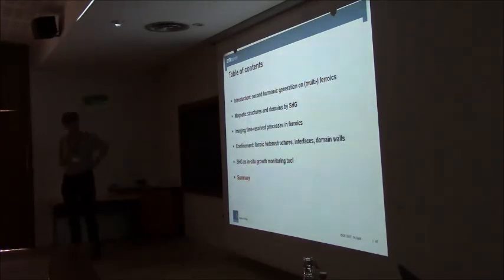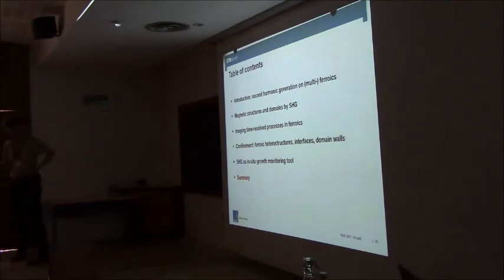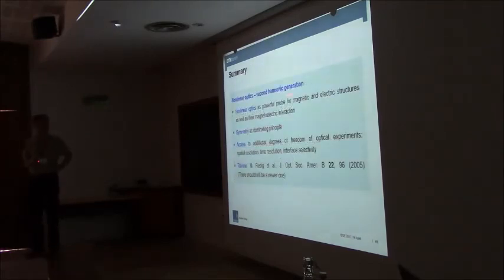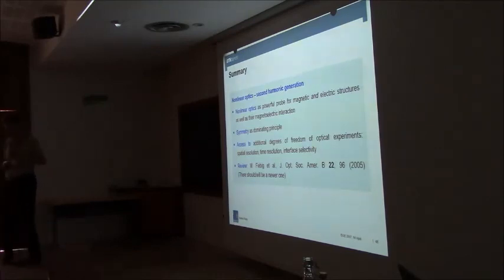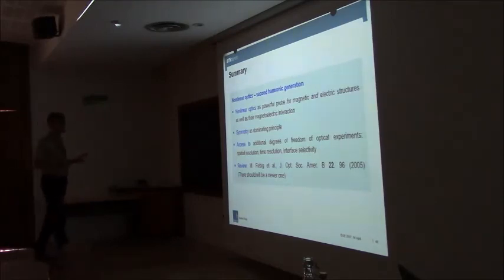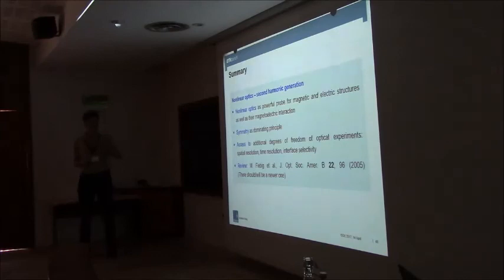Okay, in order to leave some time for questions, a summary. Nonlinear optics, second harmonic generation, is a powerful tool for seeing magnetic and electric structures as well as their magnetoelectric coupling, simultaneously in one experiment. Symmetry is the dominating principle. I didn't go very much into that, but it's all about symmetry, and symmetry cannot be cheated, there is not a little bit of symmetry. It's a very unambiguous tool that helps you determine structures by second harmonic generation.